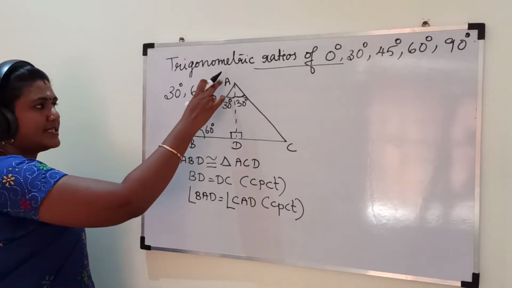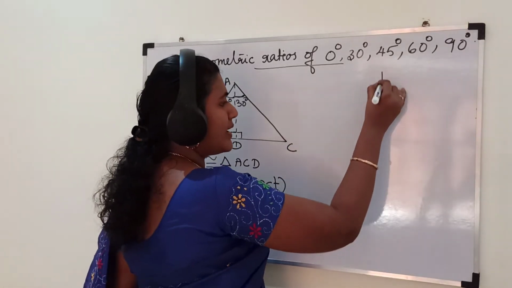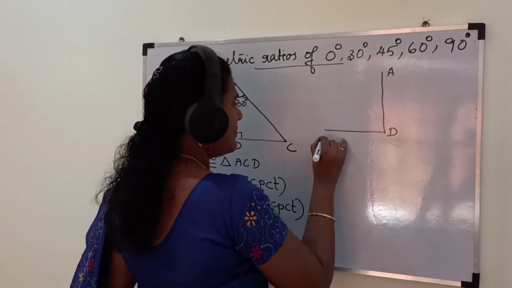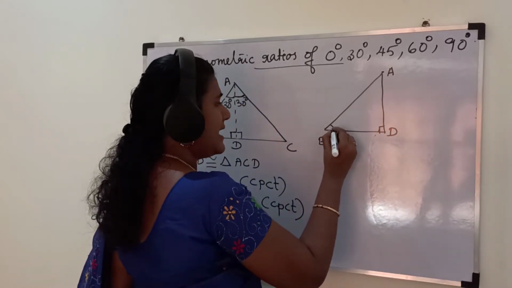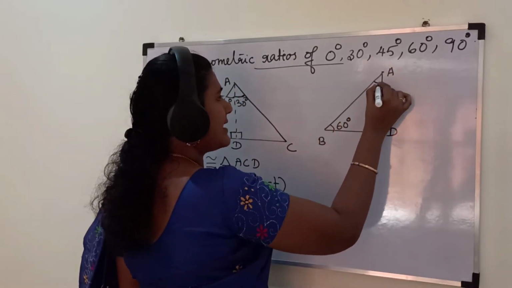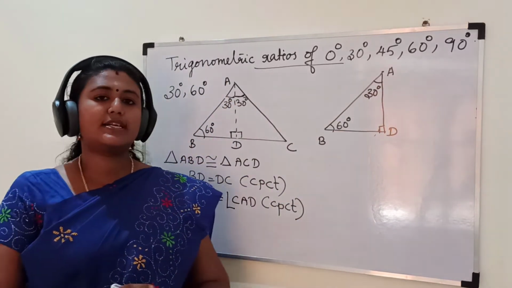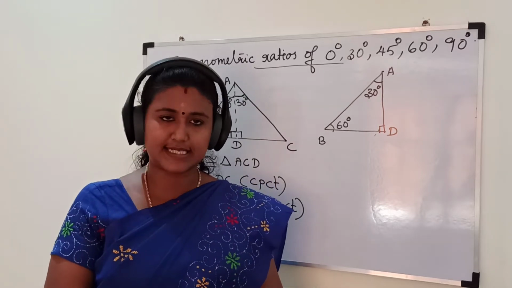Now we will consider the right angled triangle ADB. We will consider only the right angled triangle ADB. Here we have angle D is 90 degree, angle B is 60 degree, angle A is equal to 30 degree. Now we will find out the trigonometric ratios of these two angles, 30 degree and 60 degree.